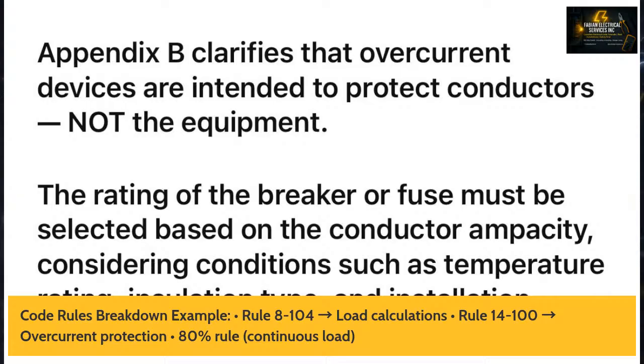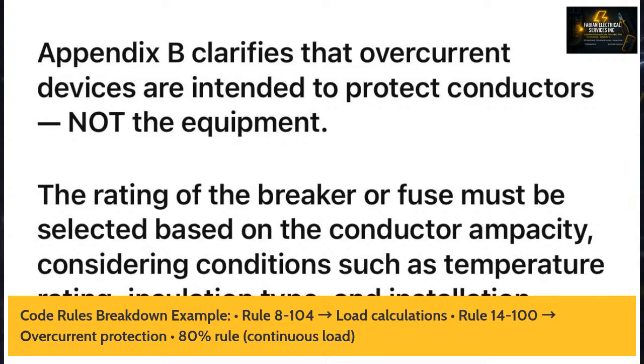So it is there to protect the conductor. It's not there to protect the equipment itself. So don't get it confused. That's what the rule is basically there for.